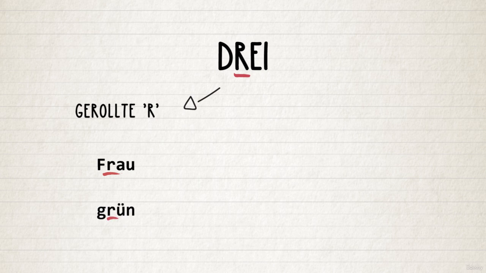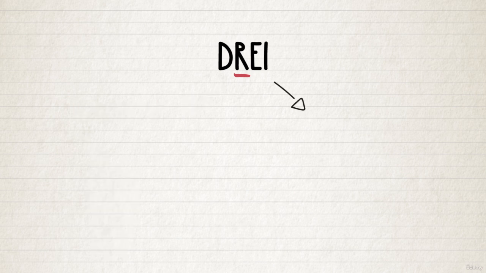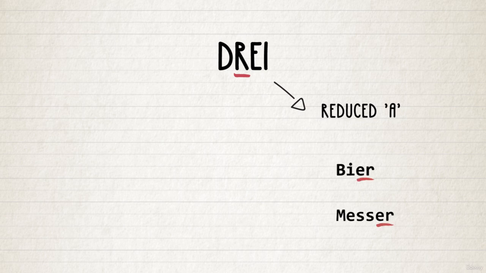It may sound to you a little bit like you're choking, but trust me, everyone is fine. Actually, you can practice this sound by gargling some water in your throat. Try it. The second type of the letter R in German is the one that sounds like a reduced A sound. You will find it mostly in words ending in ER or A, as you would pronounce it. Like, for example, Bier or Messer.